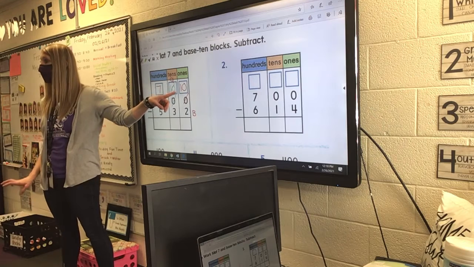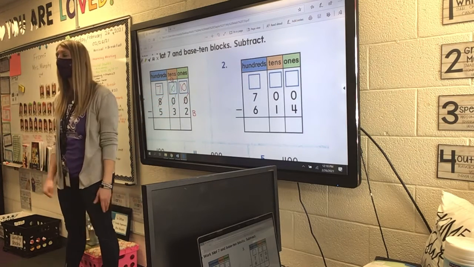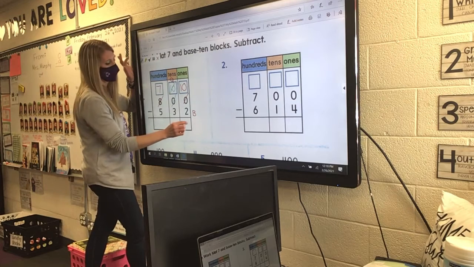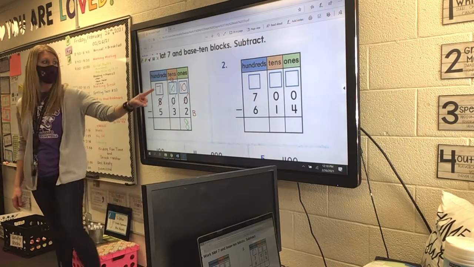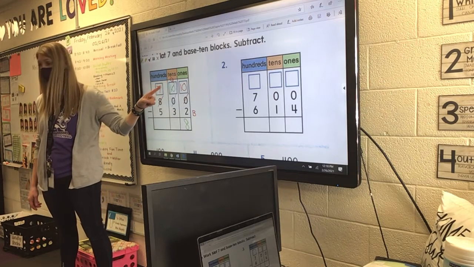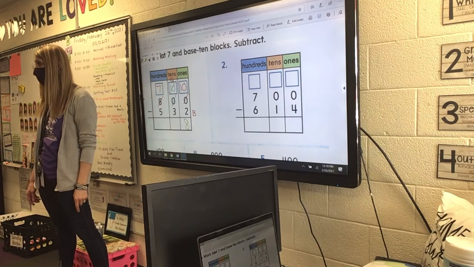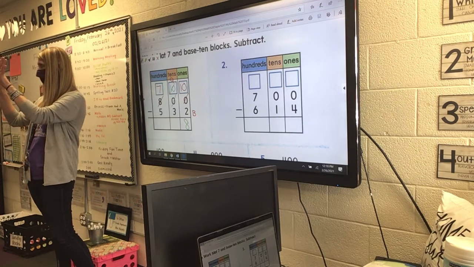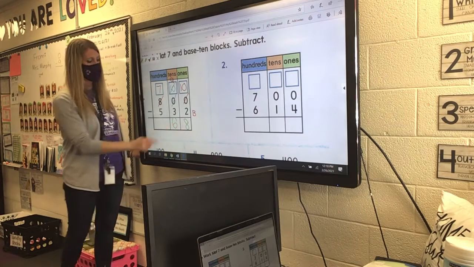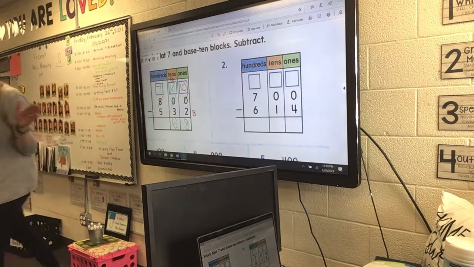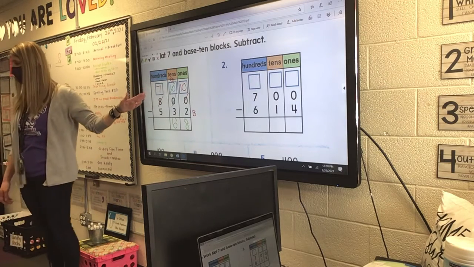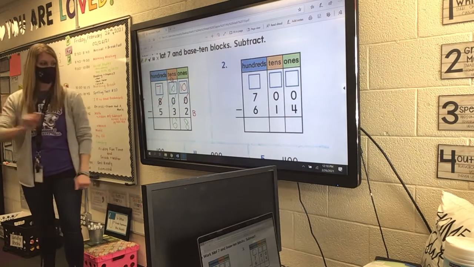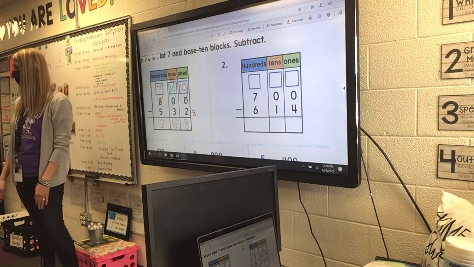Okay, now we have 10 little ones. Lewis, and we want to take 2 away. What's 10 minus 2? 8. So I want you to put 8 down here. Now, I have 9 tens, and I want to take 3 away. Tyson, what is 9 take 3 away? 6. Then I go to the hundreds, and I have 7 hundreds, and I want to take 5 away. Carson, 7 take 5 away? 2. So 268 is my difference.